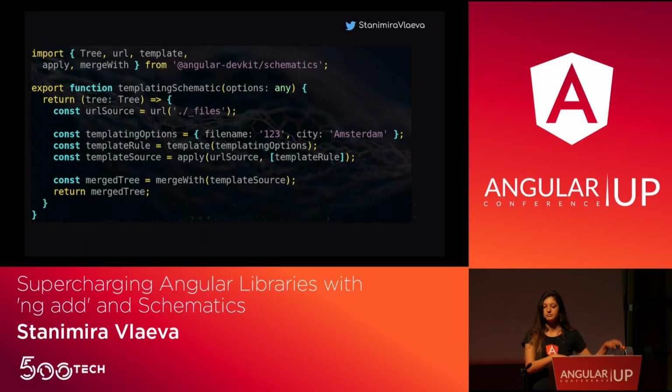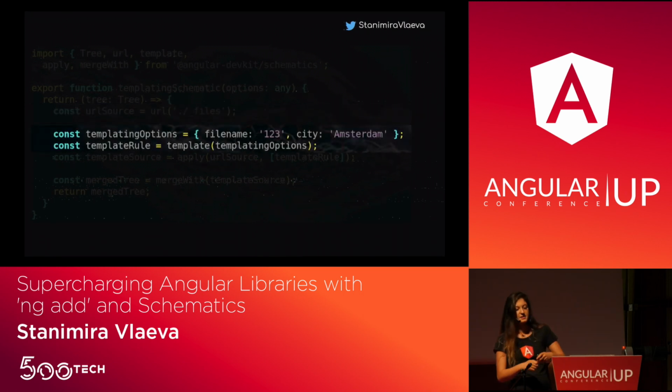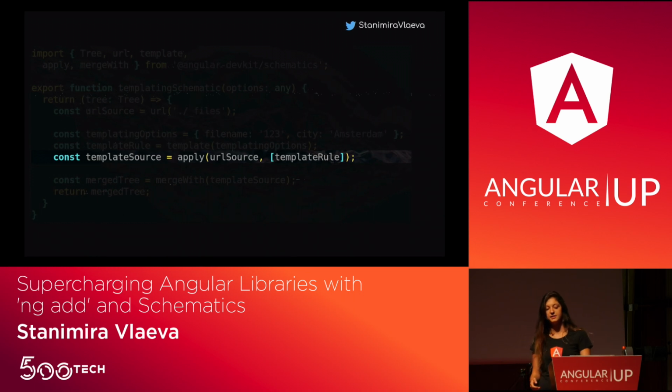And this is the previous code refactored. So we have the URL source. We have the URL, which is a source factory. We execute that by providing the path that we want to take as a template, and we get the source, the URL source. Then we have some templating options. These are the things that we want to replace inside the template, and we get the template rule by using the template factory and providing it with these options. Then we get the template source by applying the rule to the URL source, which means that we have some source, we have some files, and we're going to apply our rules to it. And out of a template, we're going to get actual files in the end, which are interpolated and replaced.